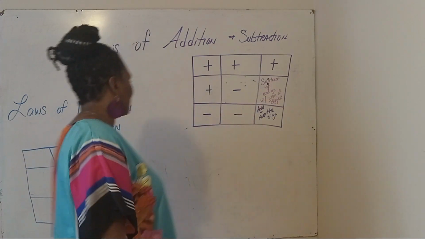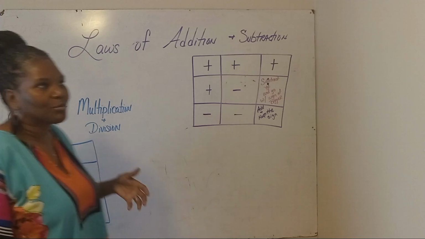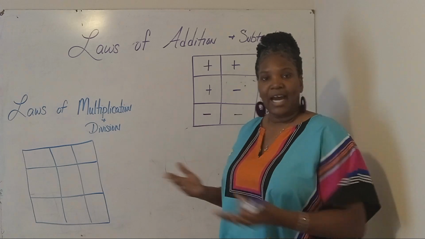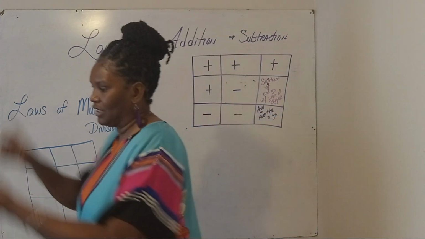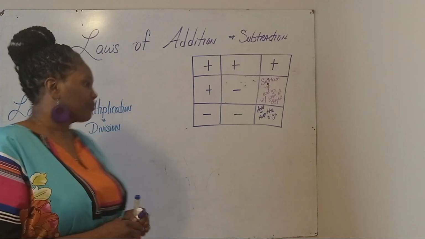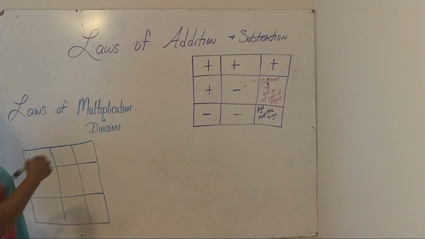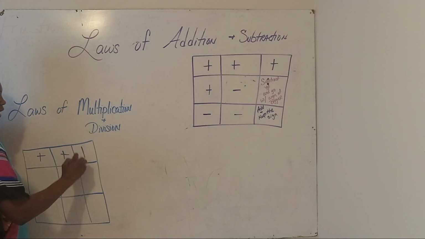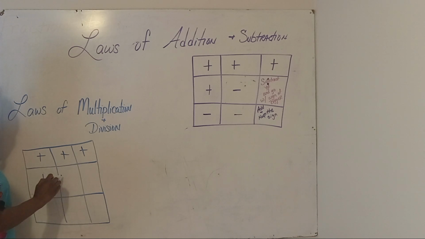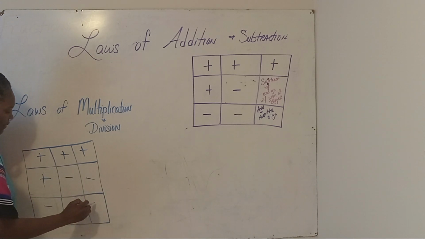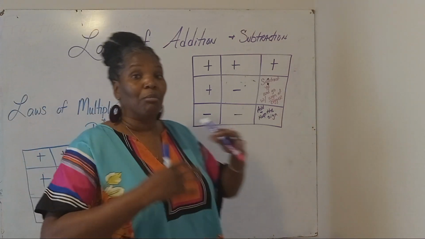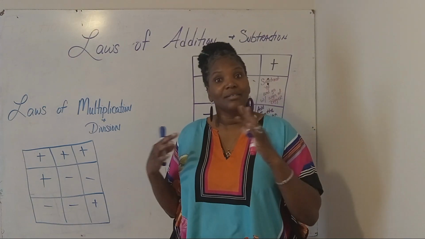Remember these laws, okay? So now when you have the laws of multiplication and division, when you see two signs touching, right beside each other, this is what you do. You remember that a positive times a positive equals a positive. A positive times a negative equals a negative. Negative times negative equals positive. Those are the laws of multiplication and division.